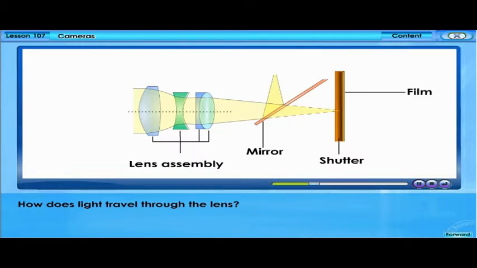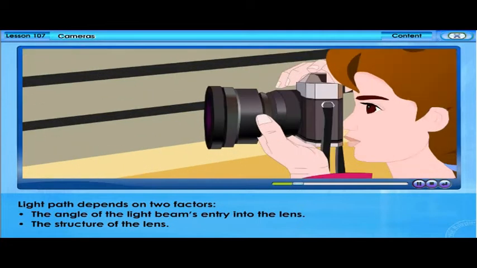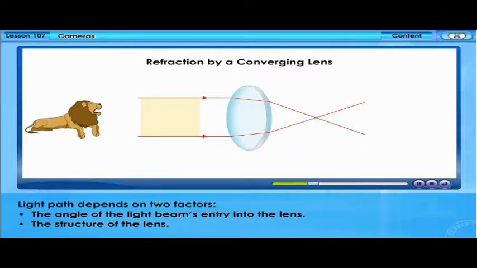How does light travel through the lens? The light path through the lens depends on 2 factors: the angle of the light beam's entry into the lens and the structure of the lens.